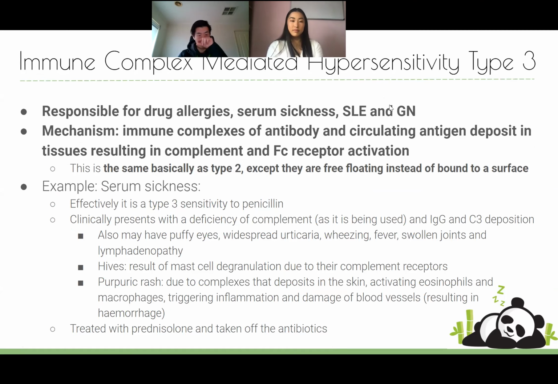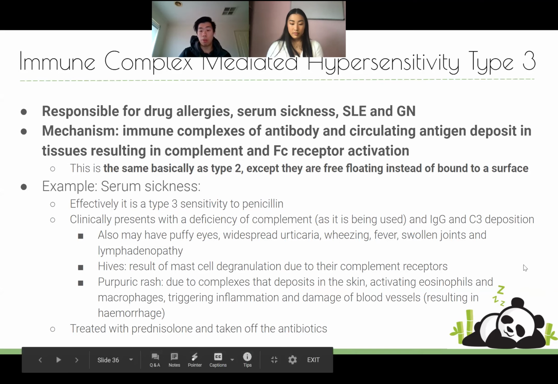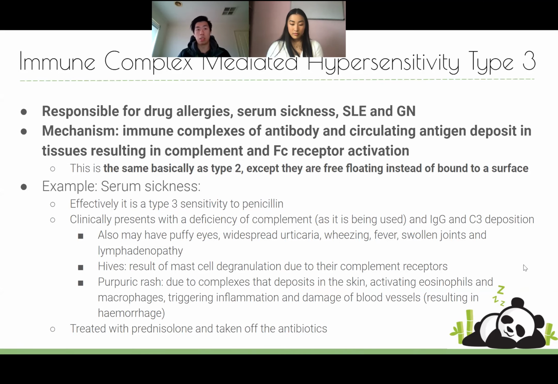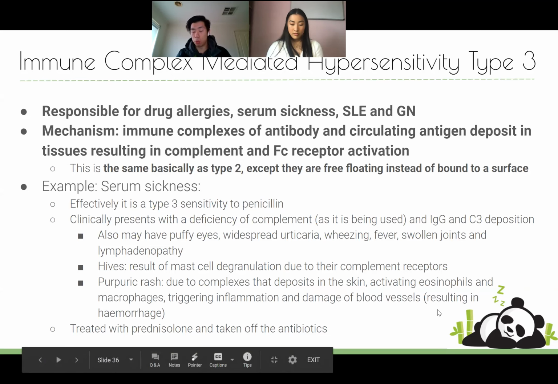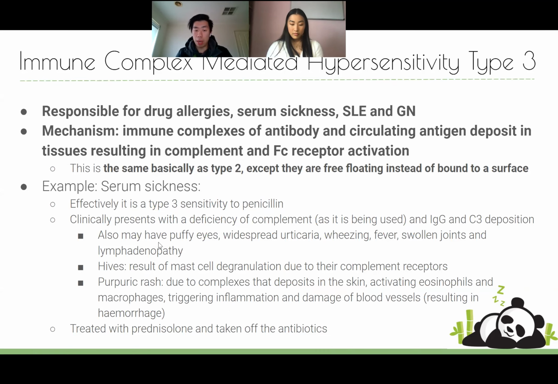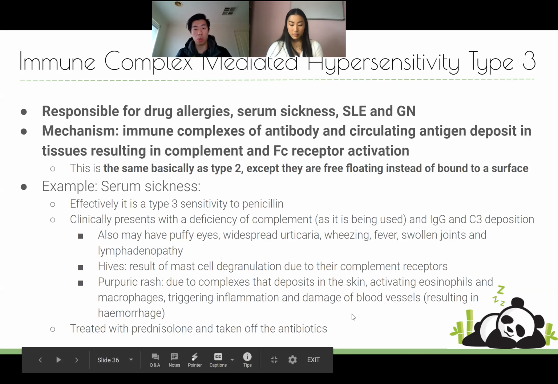So examples include SLE, glomerulonephritis, drug allergies, and serum sickness. One of the ones we'll talk about now is serum sickness. So this is basically a type 3 sensitivity to penicillin. What will happen is you have a deficiency of complement as it's being used up as these immune complexes are deposited onto cells, your skin, and other vessels. They can cause puffy eyes, widespread urticaria or rash, wheezing, fever, swollen joints, and lymphadenopathy. You also get hives due to the degranulation response, as well as a rash. They're given prednisolone, so basically the immune system gets turned down, and they are taken off antibiotics. That's kind of the cause.